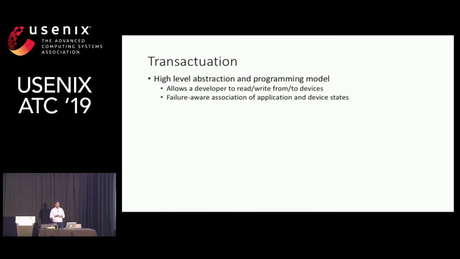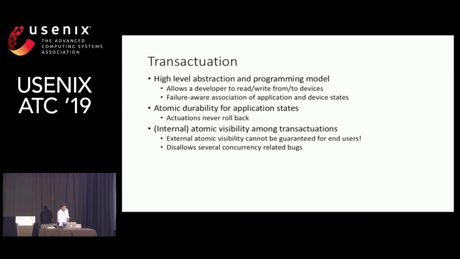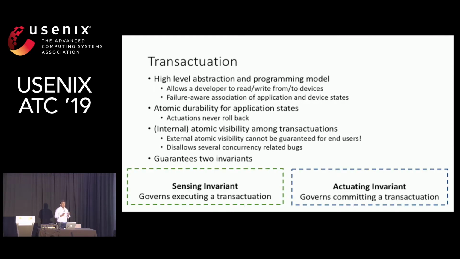Transactuation is a high level programming abstraction that allows the developer to write code in a failure aware way. It provides atomic durability of only application states, as actuations cannot be rolled back. It also provides internal atomic visibility among transactuations, and this prevents several of the canonical concurrency bugs. More importantly, it provides these two invariants. The first is the sensing invariant, which governs executing a transactuation, and the next is the actuating invariant, which governs committing of a transactuation. Let us look at these two invariants in more detail.